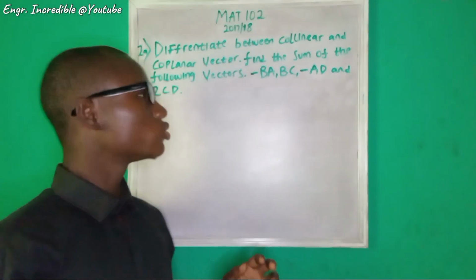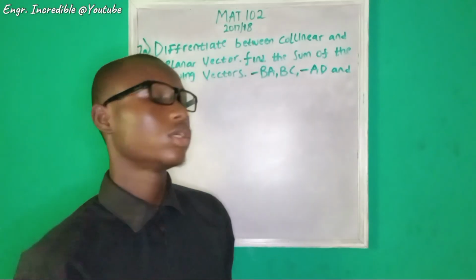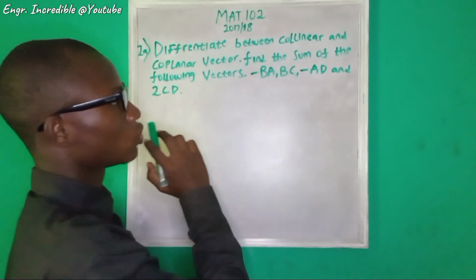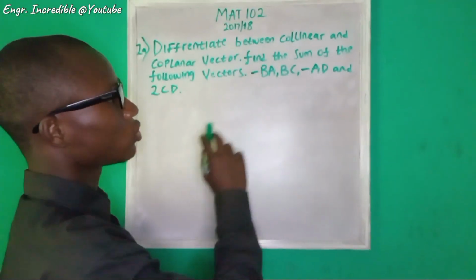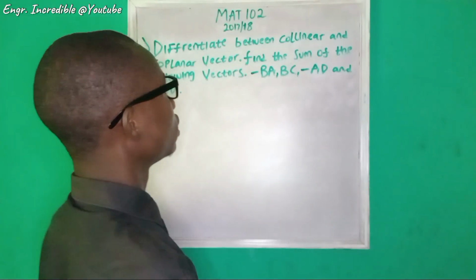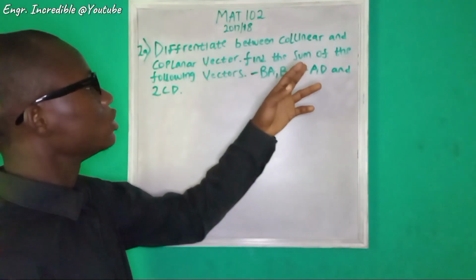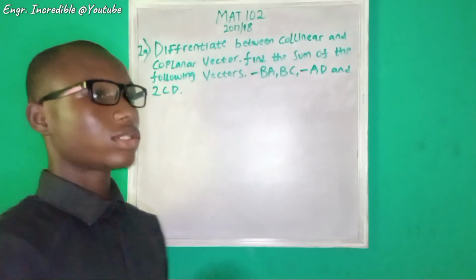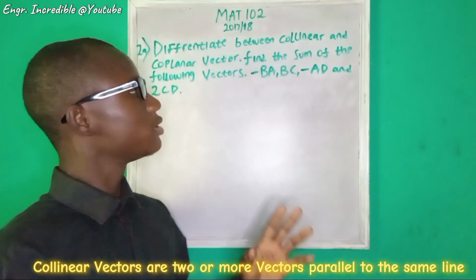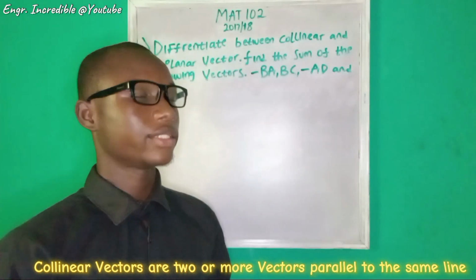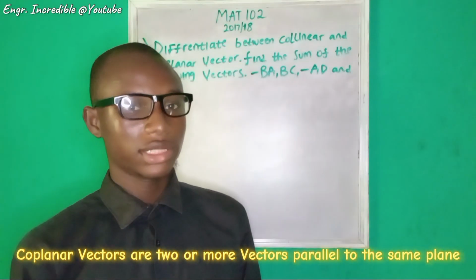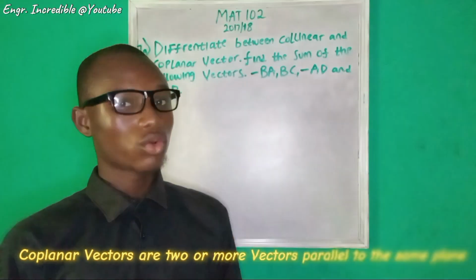So now question 2A in the past question says: differentiate between collinear and coplanar vectors, then find the sum of the following vectors: minus BA, BC, minus AD and 2CD. Differentiating between them, collinear vectors are vectors that are parallel to the same line, while coplanar vectors are vectors that are parallel to the same plane.